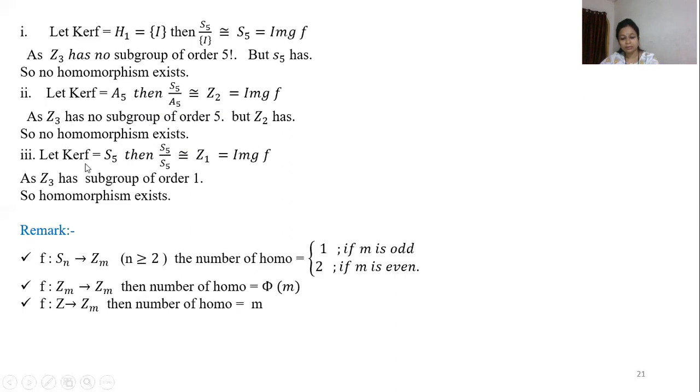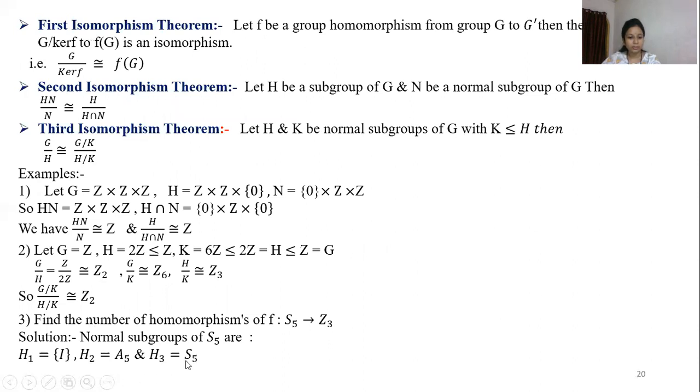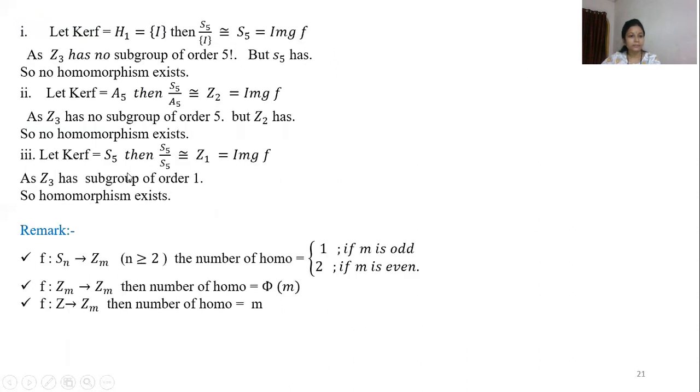Let us check with the third choice. There are 3 choices total: S5, A5, identity. Let us check this S5. S5 upon S5 is isomorphic to Z1. Z3 means it contains the elements 0, 1, 2, generated by 1, generated by 2. Z3 has no subgroup of order 2, but Z2 has a subgroup of order 2. It is not 5, a printing mistake. Actually, it should be a 2. Therefore, with this choice, there does not exist any homomorphism.